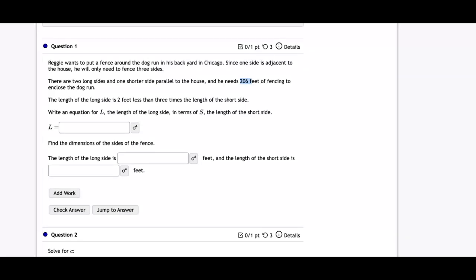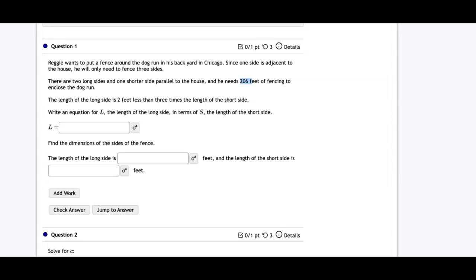The total length, great. So how do we calculate the total length? We have 2 long sides, we write as 2L. We have 1 short side, because the house is parallel to the short side, or adjacent to it, right? It doesn't really matter, okay? So we only have to fence in 3 sides. So we call it 2 long sides.